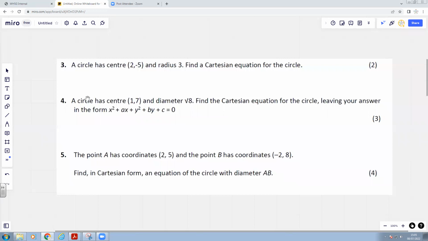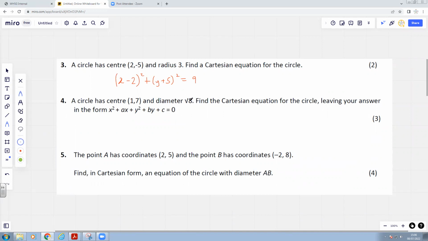Okay, right. Next one. What do we have? We've got a circle, center 2, minus 5, radius 3. Find the Cartesian equation. Dead easy. We know it's going to be x minus 2 squared plus y plus 5 squared equals r squared, which is 9. You can just write that one down. I'm guessing almost everyone will get that right.